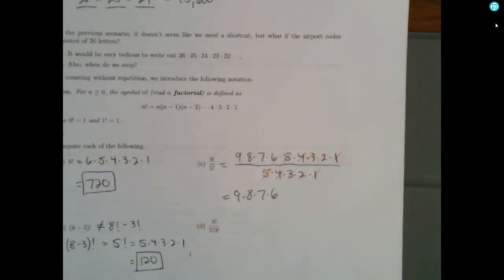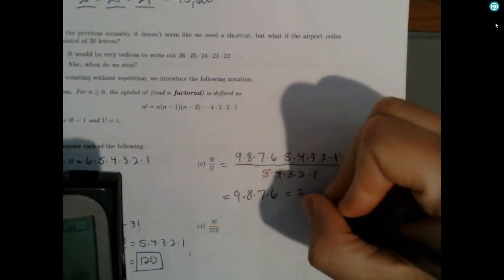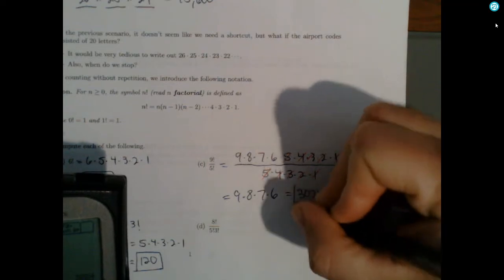Okay? 9 times 8 times 7 times 6 is 3,024. Okay?